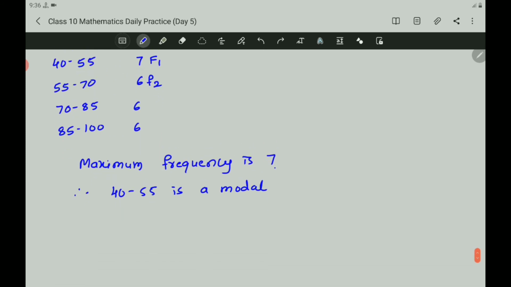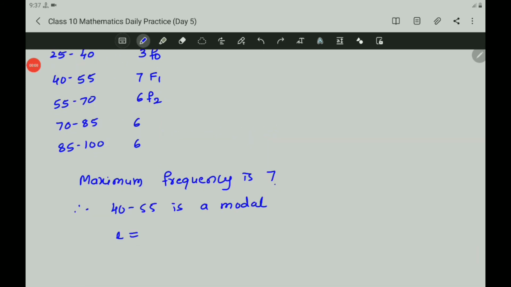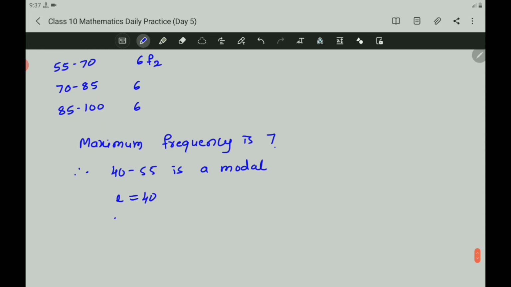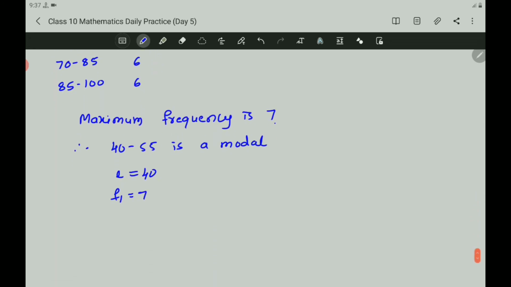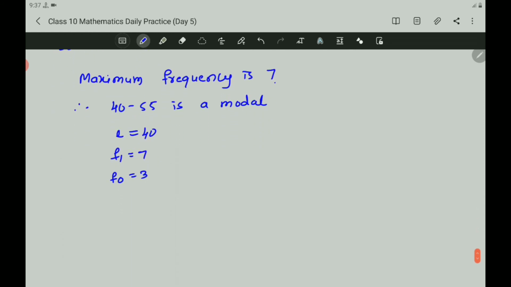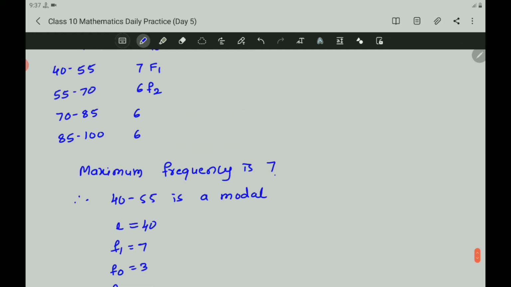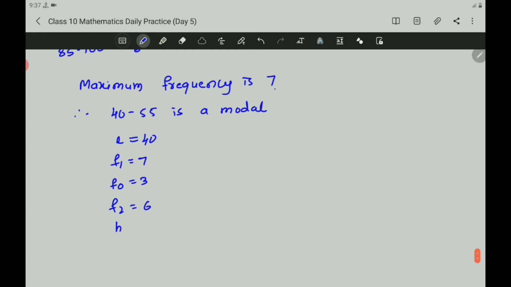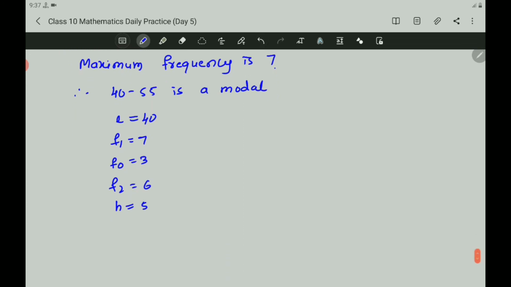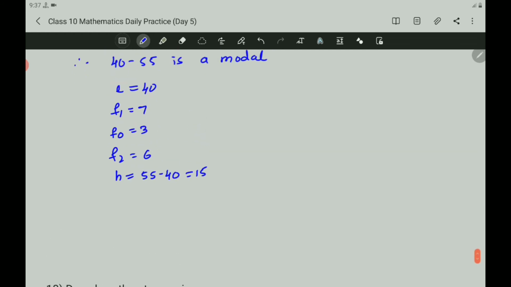So first take L. The lower limit of the class is 40. So you write L equals 40 and F1 equals 7, and also F0 and F2 you write. F0 equals 3 and F2 equals 6, and size of the class H equals 55 minus 40. What is 55 minus 40? That is 15.